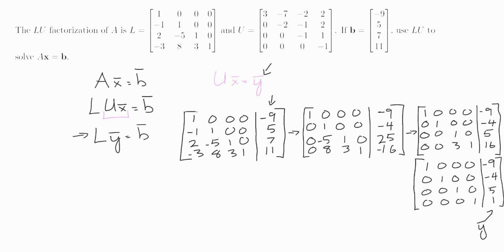What we want to be finding as our final solution is this x. That x is the same as this x. But what we've now found is a new y that's going to allow us to solve for this.